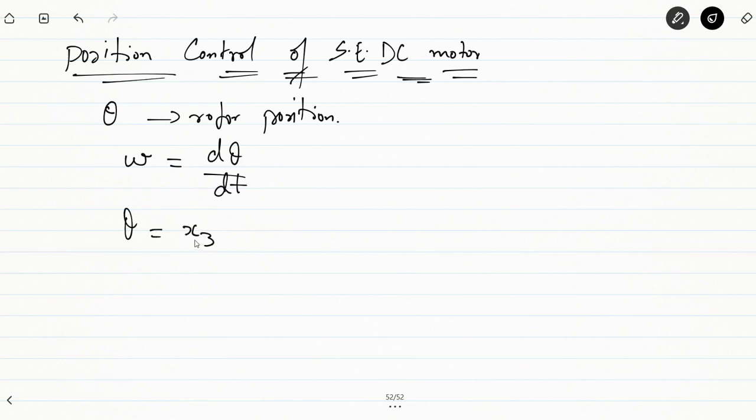So we can define theta as another state variable x3. We have already defined two state variables, x1 as Ia and x2 as omega. Now we are defining another state variable, theta equal to x3. And if theta is equal to x3, what does this equation become? Omega is already x2. This becomes x3 dot, or in other words, x3 dot is equal to x2. As far as x1 dot and x2 dot are concerned, we have already derived them.